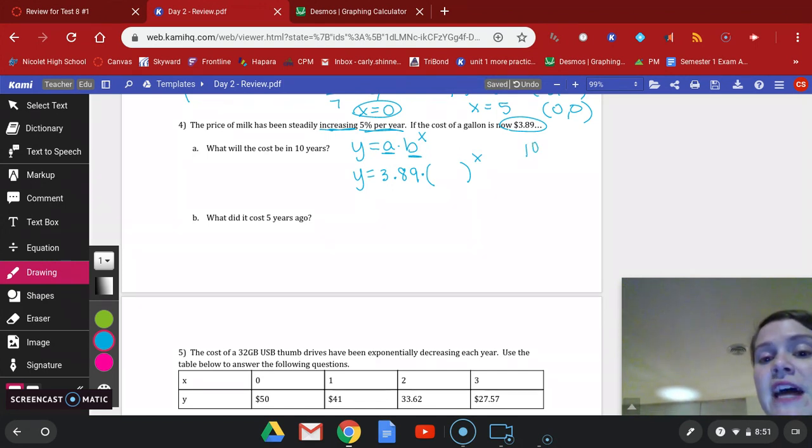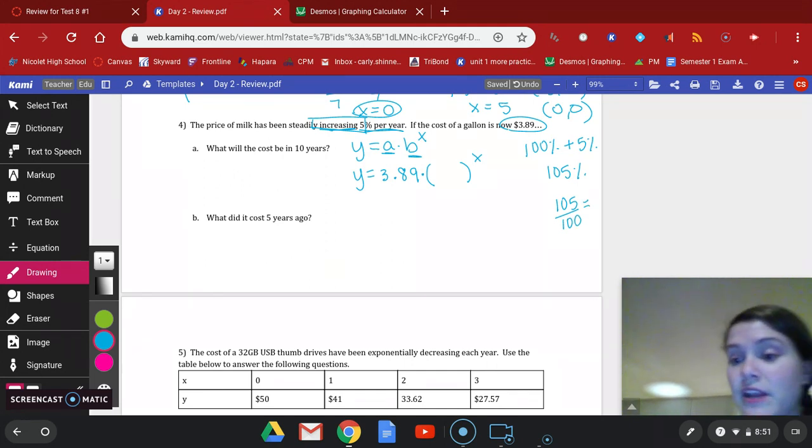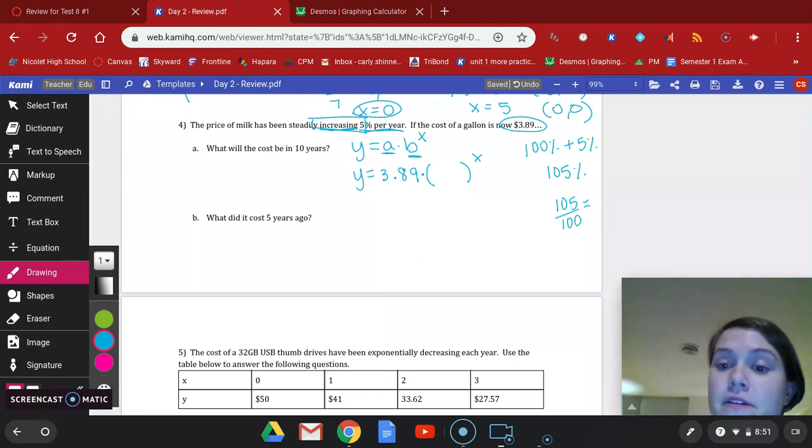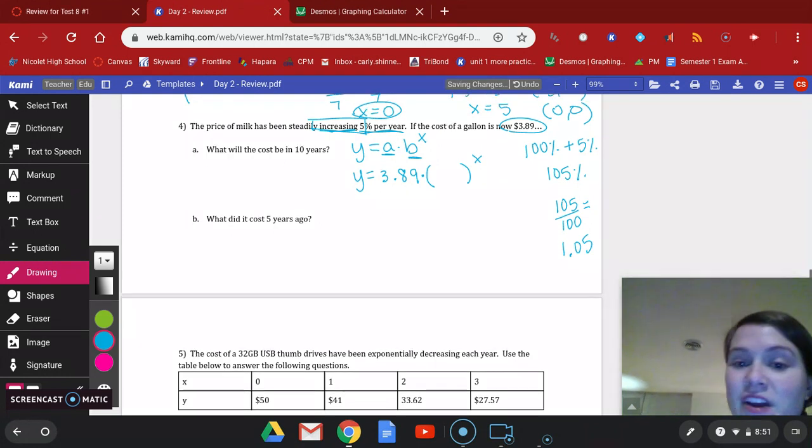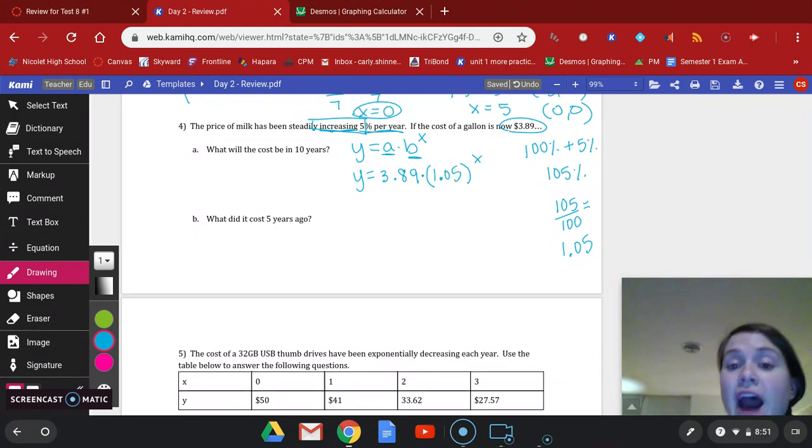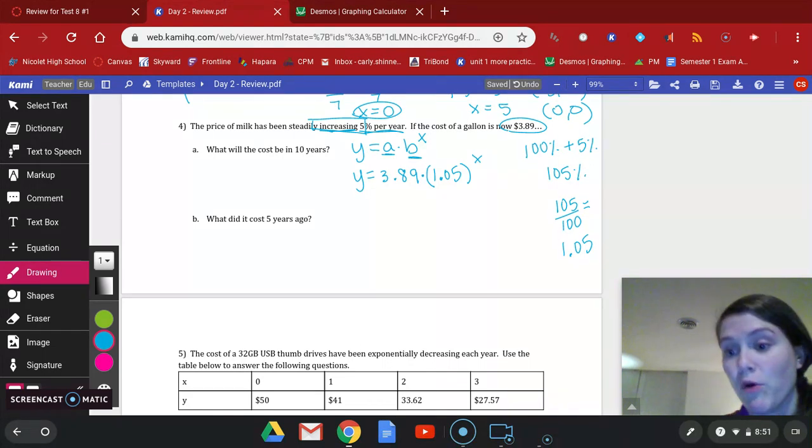This is going to be a percent increase problem since it tells us the price is increasing. So I add it to 100 for a 5% increase. Next, to get my multiplier, I divide this by 100. You can use your calculator or Desmos if you're not one that just moves the decimal place over 2 places. But in either case, you should get a multiplier of 1.05, which is exponential growth. So remember, if it's exponential growth, my multiplier should be bigger than 1.